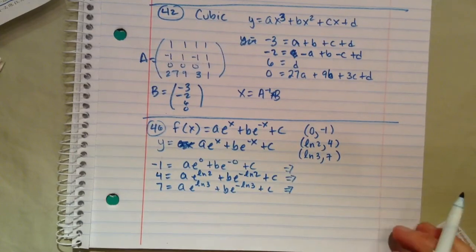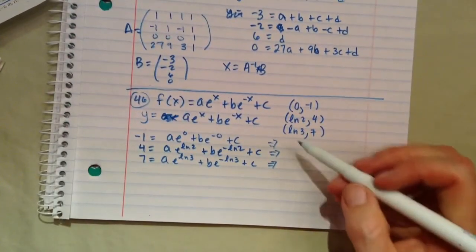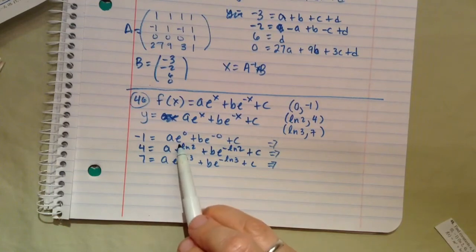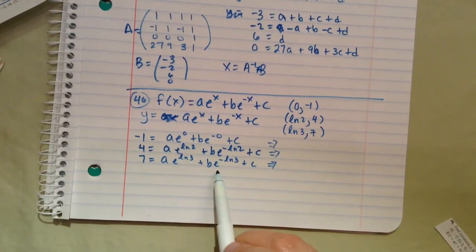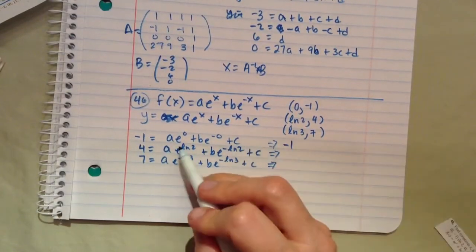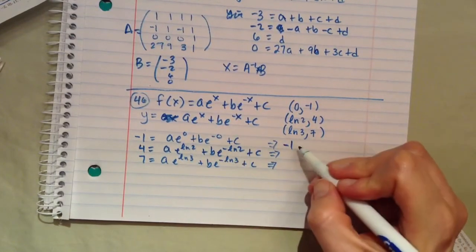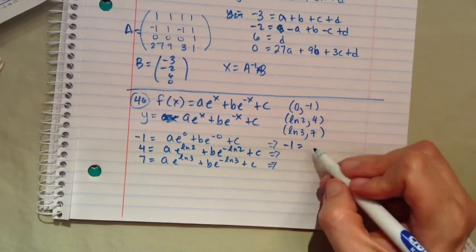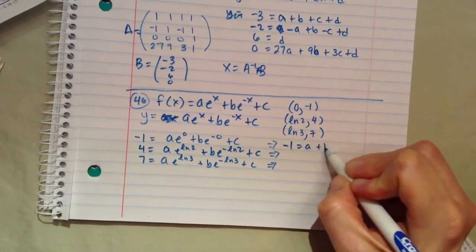Don't be afraid. All right, we're just going to rewrite these equations with numbers instead of expressions with the natural number e. And we can because, for example, e to the 0, we know what that is. That's 1. And e to the -0, well, -0 is just 0, so that's 1. So -1 is just a plus b plus c.